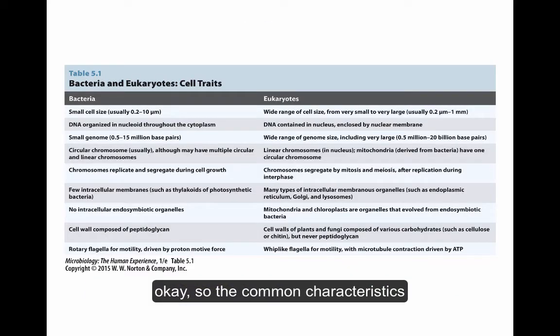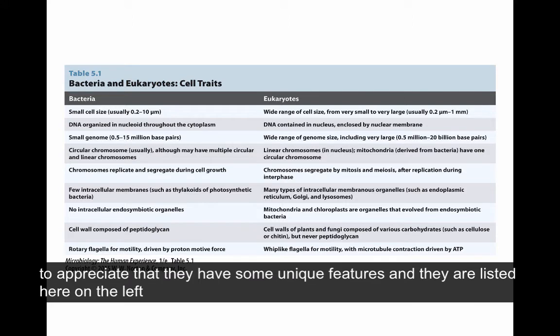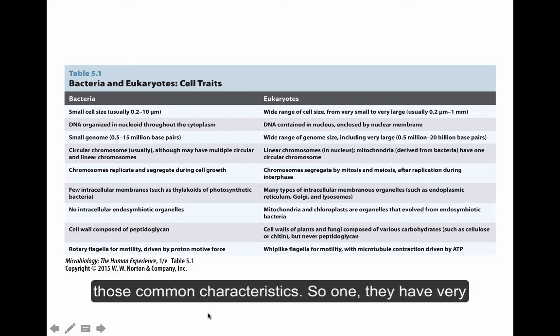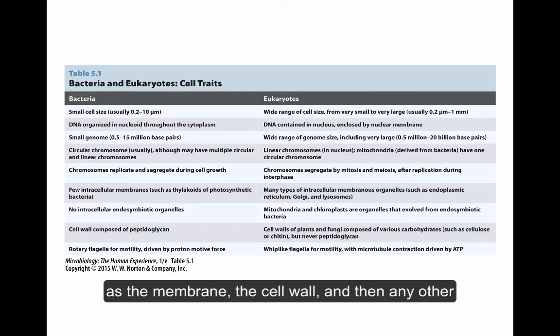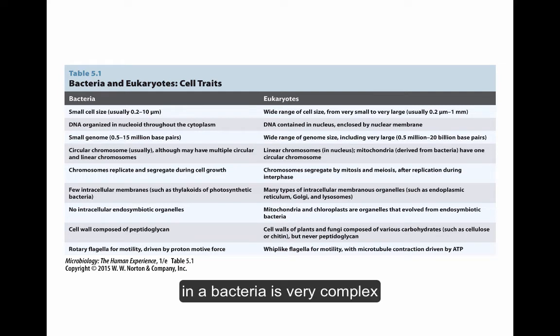Okay. So the common characteristics of bacterial cells is the first thing on our study guide, and we really need to appreciate that they have some unique features. They're listed over here on the left-hand side of the table, but before we start comparing, let's sort of highlight those common characteristics. So one, they have very complex cell envelopes, and your book defines the cell envelope as the membrane, the cell wall, and then any other structures outside of that cell membrane. So all of that together in a bacteria is very complex.